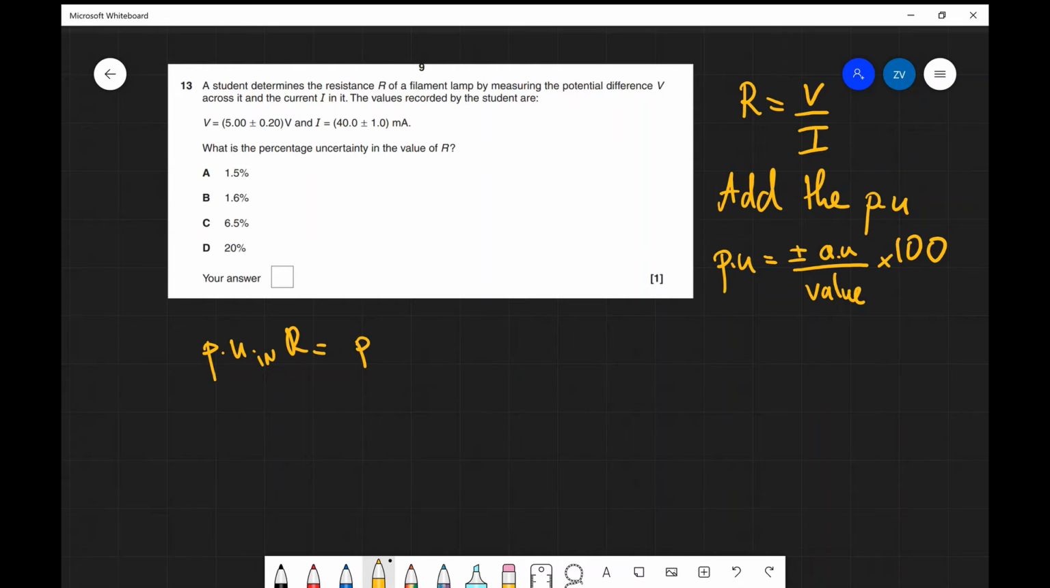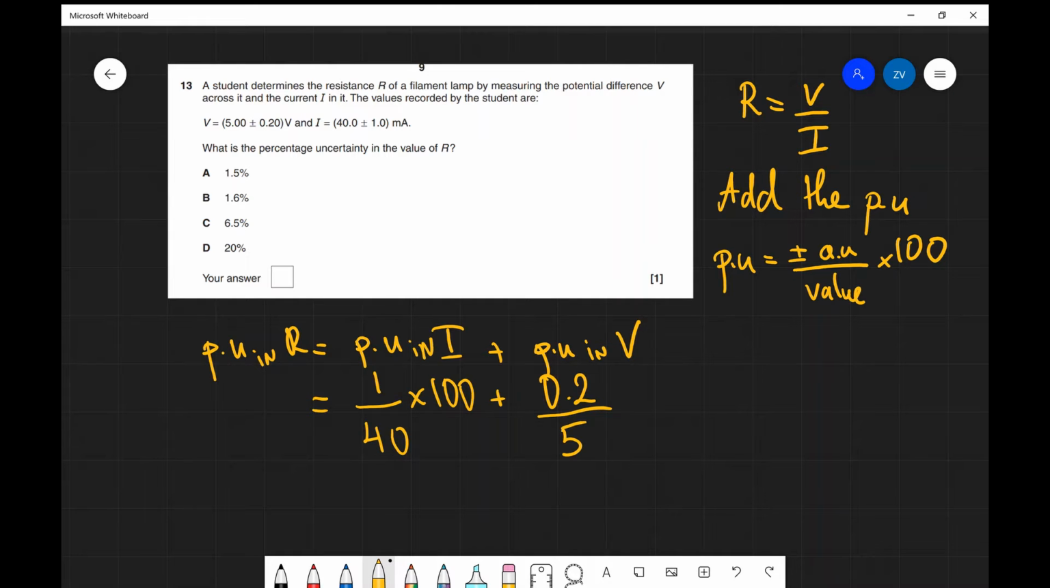is equal to the percentage uncertainty in I plus the percentage uncertainty in V. Okay, well, let's find out. The percentage uncertainty in I is just 1 milliamp over 40 milliamps times 100, plus the percentage uncertainty in V, which is going to be 0.2 over 5.00 times 100. And if we put that into a scientific calculator, what we're going to get is 6.5%. So the correct answer is C.